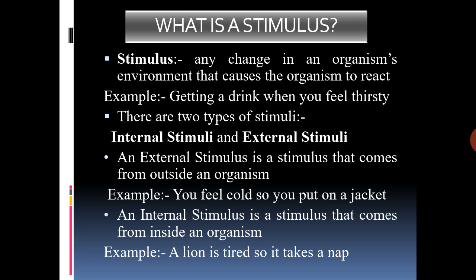Then there are 2 types of stimulus or stimuli. Internal stimuli, external stimuli. External stimulus is a stimulus that comes from outside an organism, that is from the environment. You feel cold, so you put on a jacket. An internal stimulus is a stimulus that comes from inside an organism. For example, a lion is tired, so it takes a nap.